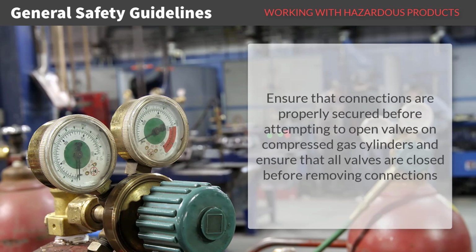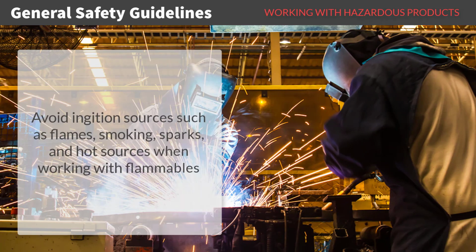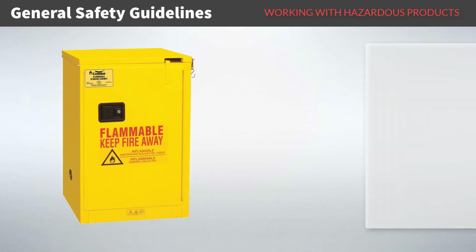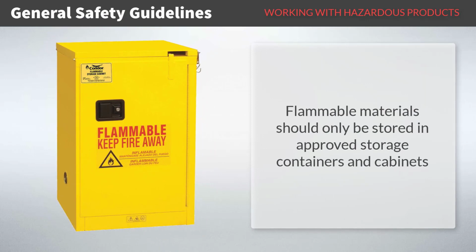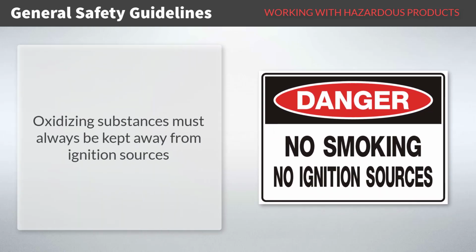Ensure that connections are properly secured before attempting to open valves on compressed gas cylinders, and ensure that all valves are closed before removing connections. Avoid ignition sources such as flames, smoking, sparks, and hot sources when working with flammables. Avoid oxidizers when working with flammable materials as they provide oxygen and will promote burning. Flammable materials should only be stored in approved storage containers and cabinets. Oxidizing substances must always be kept away from ignition sources.